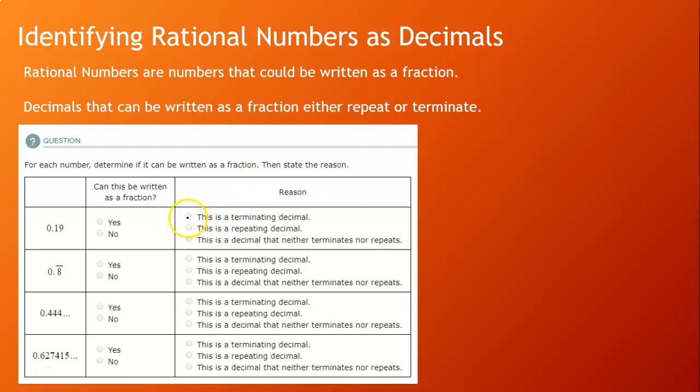So you should have said that yes, this is a terminating decimal, so yes, it can be written as a fraction. For 0.8 repeating, you should have said it's a repeating decimal, so yes, it can be written as a fraction. For 0.4 repeating, you should have said yes, this is a repeating decimal, so yes, it can be written as a fraction. Only the last one is no. It's a decimal that neither terminates nor repeats, so no, it could not be written as a fraction, therefore it would not be rational.